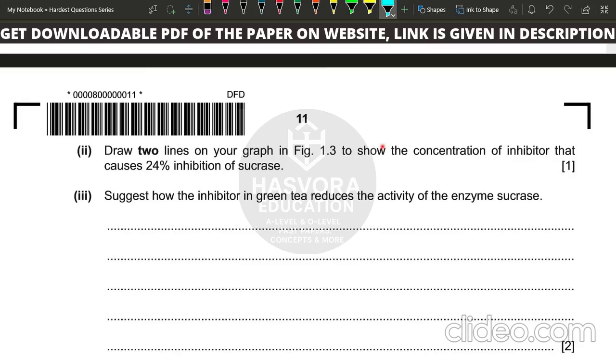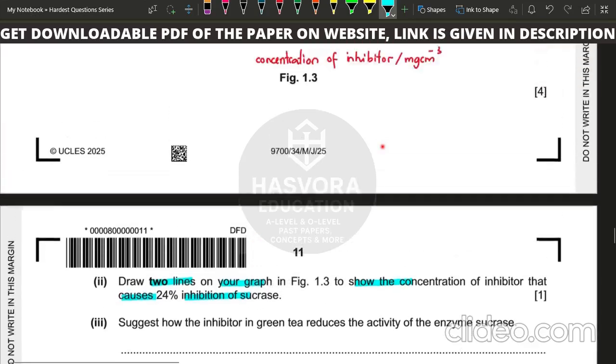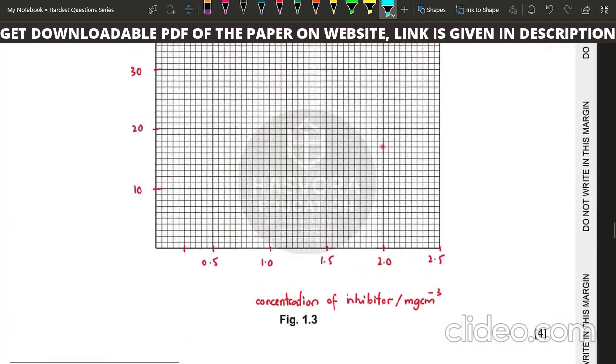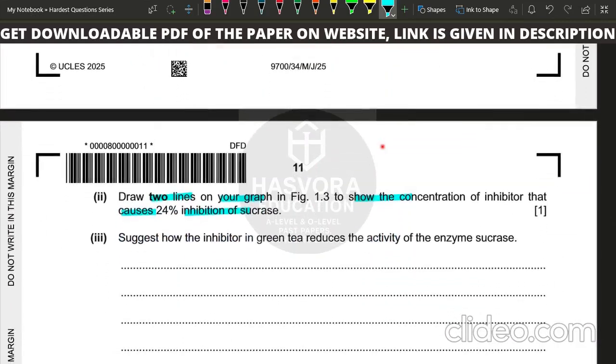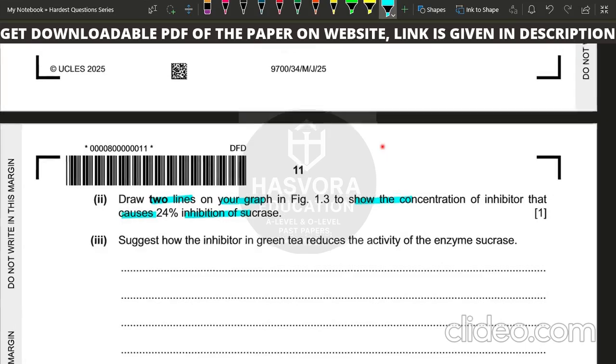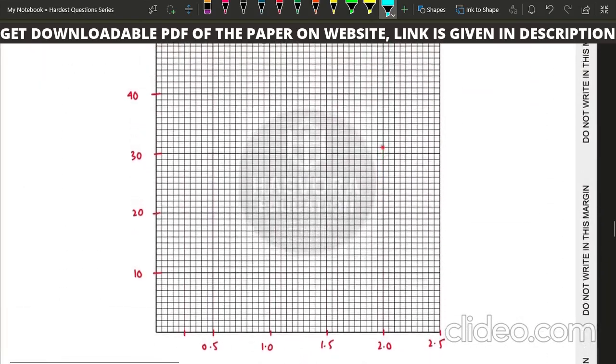But now you can see that he is asking you to draw two lines on your graph to show the concentration of the inhibitor that causes 24% inhibition of sucrase, okay. And when you are drawing two lines, it actually means that you have to draw two lines of best fit and you have to intersect them, okay. So let's see. First of all, we will draw them, okay.